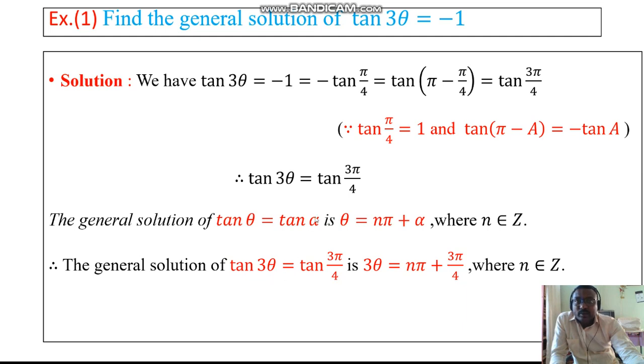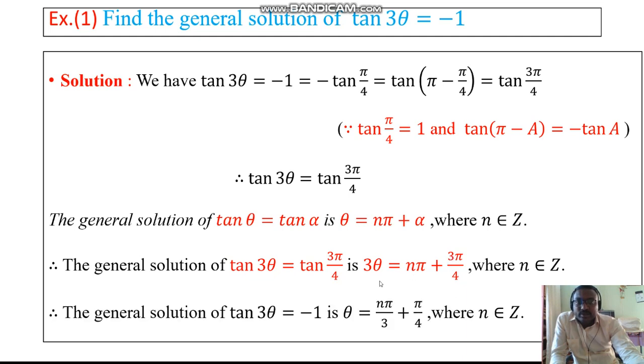Replace theta by 3 theta and alpha by 3 pi by 4, and we get 3 theta is equal to n pi plus 3 pi by 4. On dividing by 3, theta is equal to n pi by 3 plus pi by 4, where the 3s get cancelled, and n is an integer. Thank you.